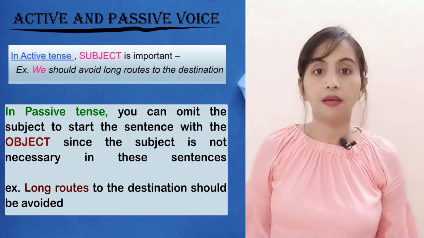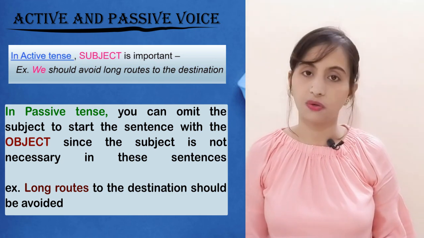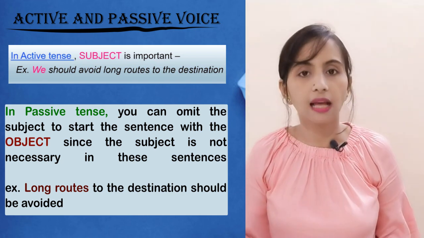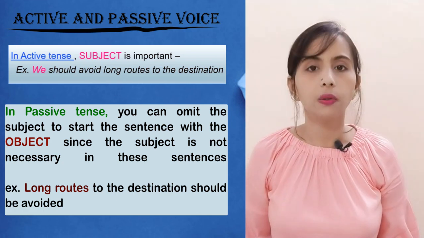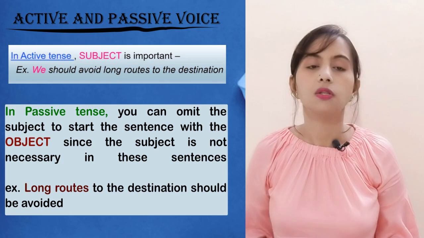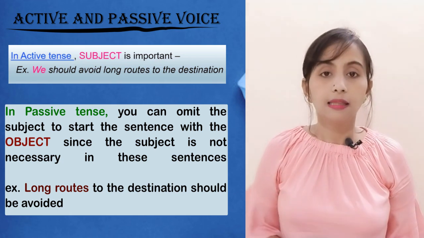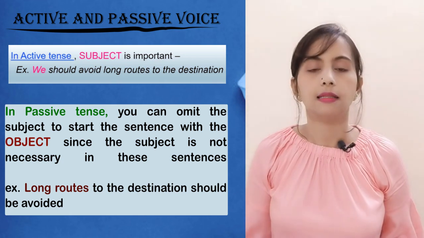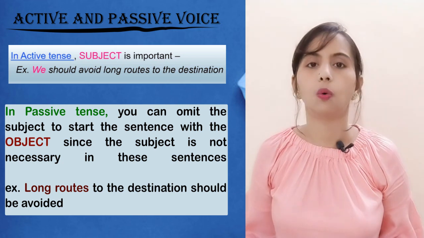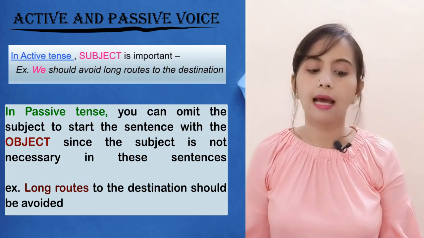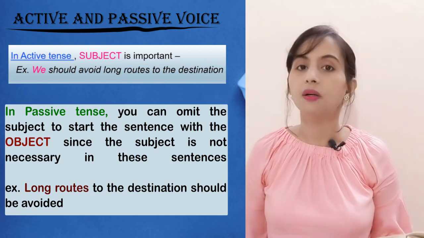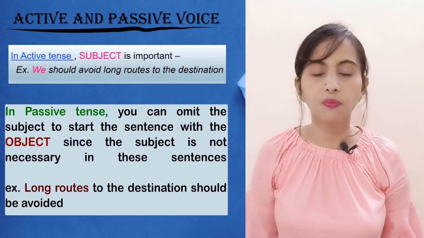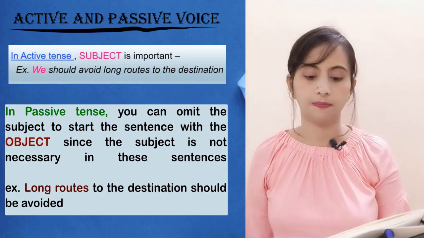Let's take an example. I am giving you the example of active voice and changing it into passive voice. That is, long routes to the destination should be avoided. In this sentence, notice that I have omitted "we", whereas in active voice, I started the sentence with "we". So remember that in passive voice, we can omit the subject.